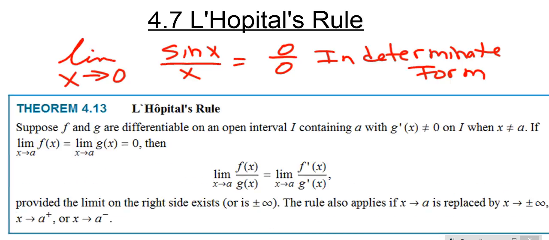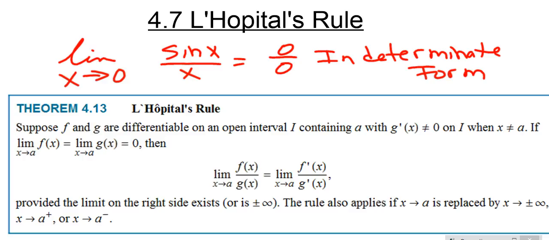L'Hopital's rule is, suppose we've got an f function and a g function that are differentiable on an open interval containing some a, where as long as the denominator's derivative is not equal to 0, we can then go ahead and take the derivative of each of the top and bottom functions and then find its limit, provided that the limit on the right side exists or is positive or negative infinity. So the rule also applies if we're going to some a value or infinity value, left or right.